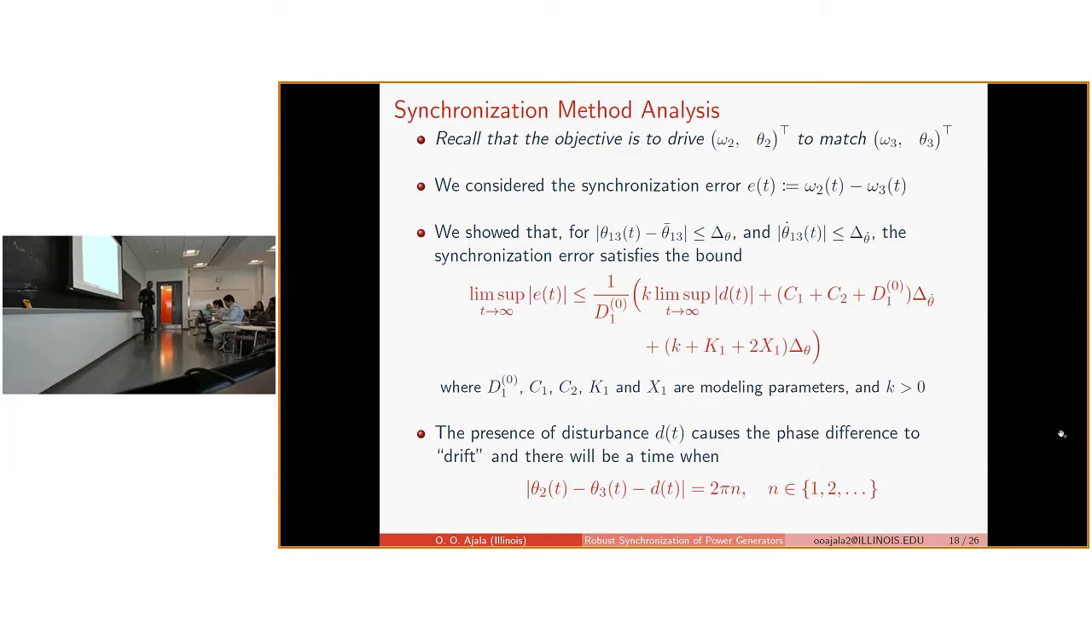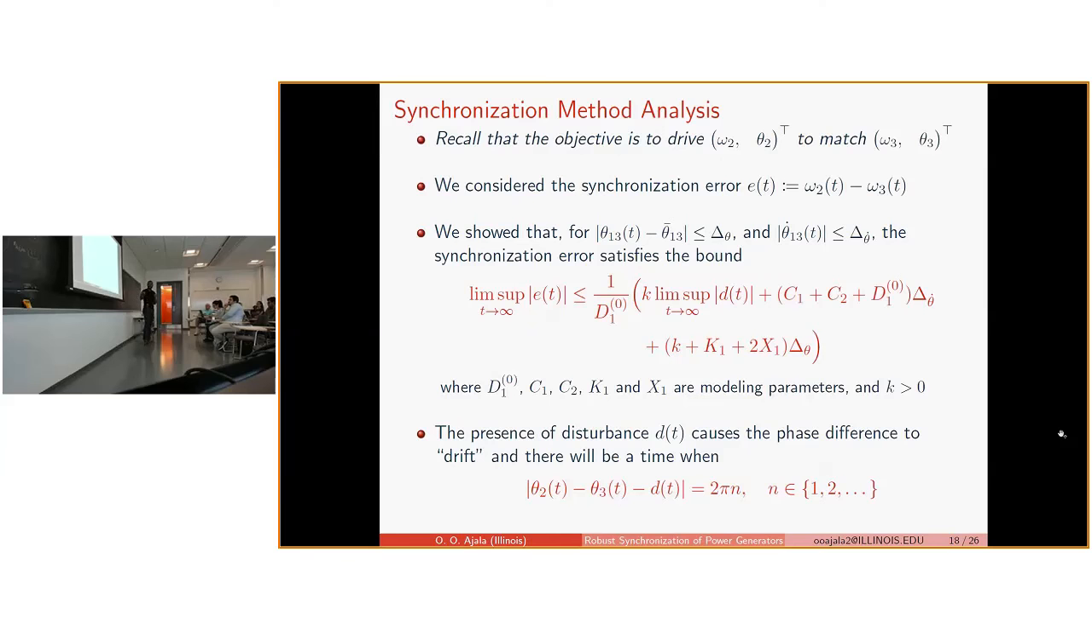Now, this bound, I'm going to show some results to explain it better, but the key point here is that we're able to show that the synchronization error is a function of the disturbance in the system, depending on what the value of k is. So for large values of k, the effect of disturbance on synchronization error will be large, right? And these are modeling parameters.